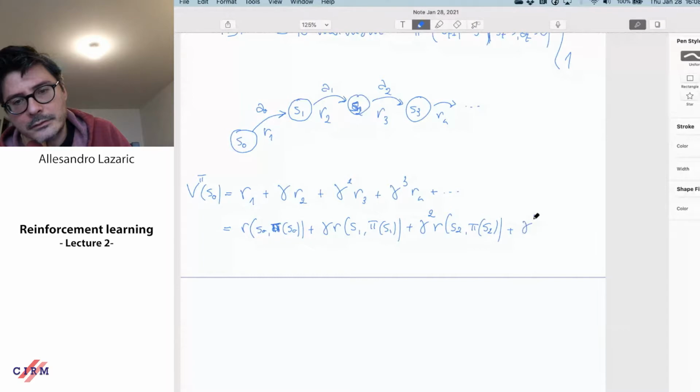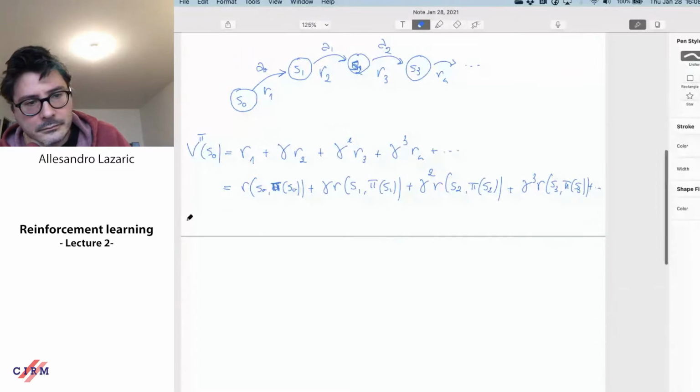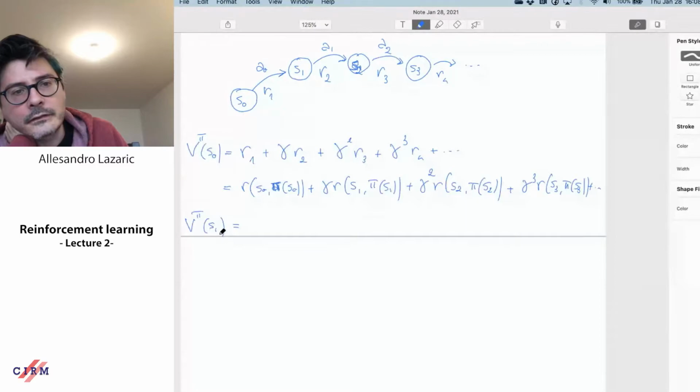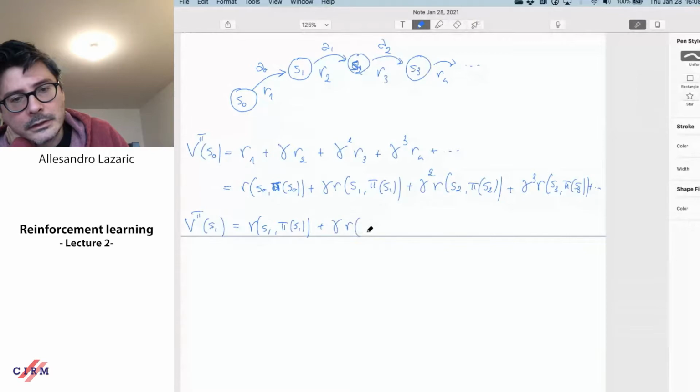Okay. So now let me ask a simple question: can you tell me what is the value function of S1? Okay, let's follow the definition. The value function in S1 is the sum of rewards that will be obtained by starting from S1 and following policy pi. Let's move back here. It's going to be R of S1, pi of S1, plus gamma R of S2, pi of S2, plus gamma squared R of S3, pi of S3, plus stuff.